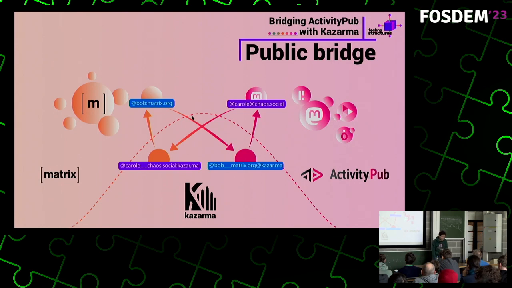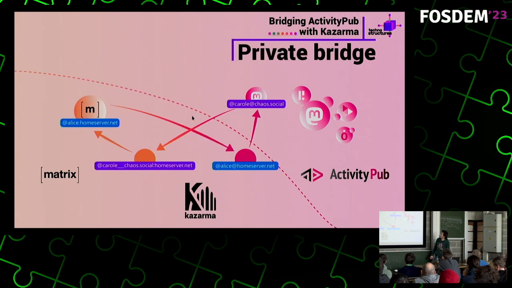So we wanted to both build an application service that you can deploy alongside your home server, and also to have a public bridge so that other people on the federated Matrix network can talk to ActivityPub users even if they don't have Kazarma installed on their server. So that's what I'm showing here. And as I said, it can also be installed on your home server, and then you have nicely displayed usernames. For instance, it's just one character that changed.